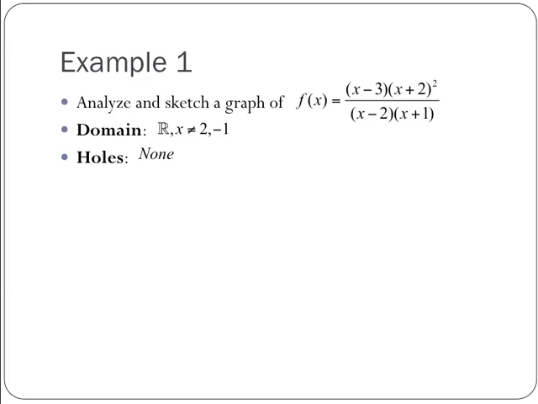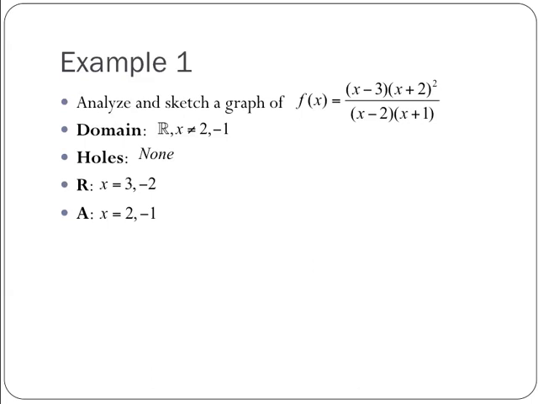And now, since there were no holes, there was nothing for us to simplify or cancel out, we can begin the Ratatouille part of our analysis. So R stands for roots. The roots are anything that makes the numerator equal to 0. So that would be 3 and negative 2. Next we have asymptotes. In particular, we're talking about vertical asymptotes, which are anything that makes the denominator equal to 0. So that would be at 2 and at negative 1.